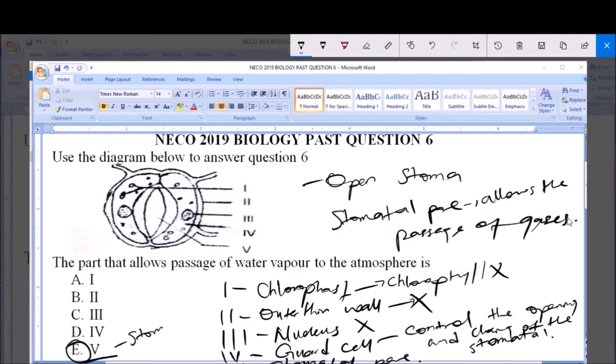V is the stomatal pore that allows the passage of what? Of gases, respiratory gases, including the water vapor. So V is the correct answer.